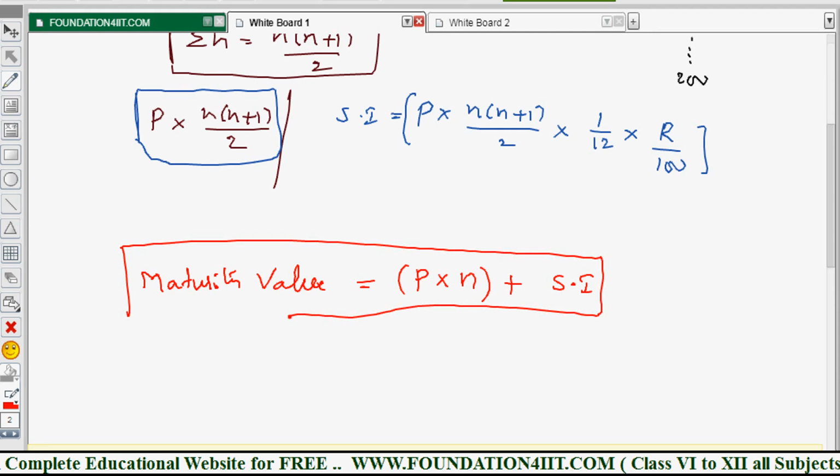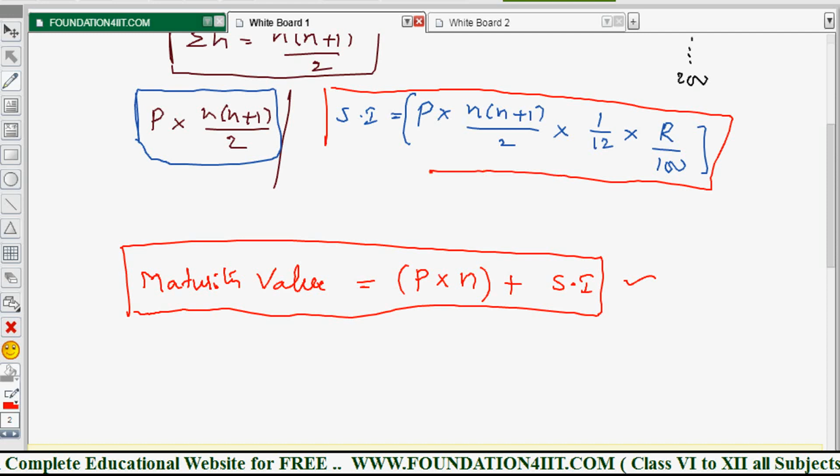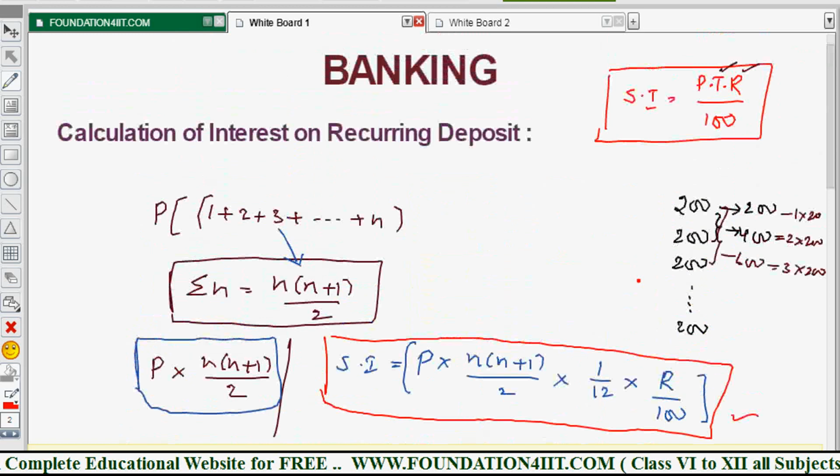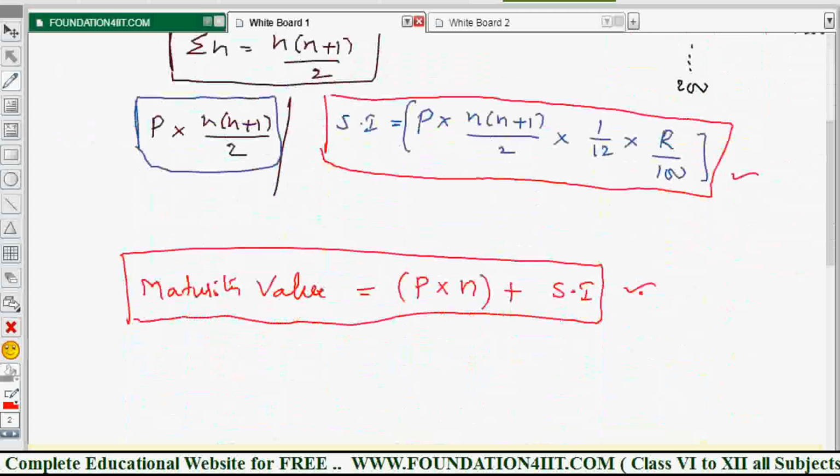After a certain period, 2 years or 3 years, whatever amount we should get, that is the maturity value. So the maturity value formula is P into n plus simple interest, and the simple interest formula is P into n into (n plus 1) by 2 into 1 by 12 into R by 100. These two formulas are used throughout this banking chapter. Nothing more, only these two formulas will apply.